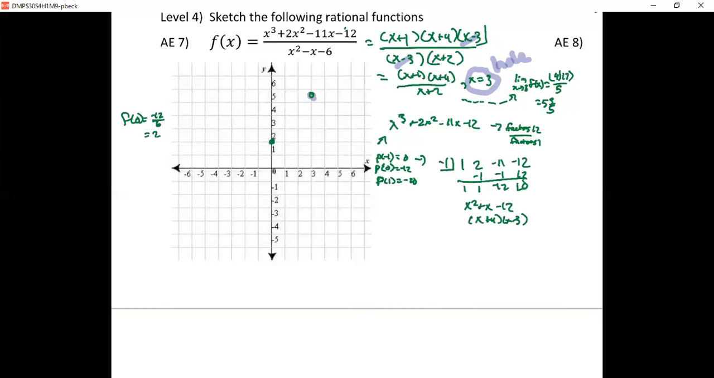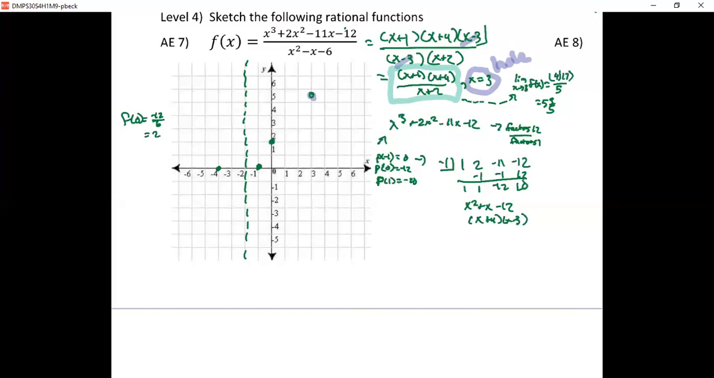Now, let's focus on this reduced equation again. I'm going to change colors just so you know where I'm at. This says my x-intercepts are at -1 and -4, and my vertical asymptote is at x equals -2. So you can see I'm starting to frame the graph a little bit. The only thing I have left to do is find my slant asymptote.